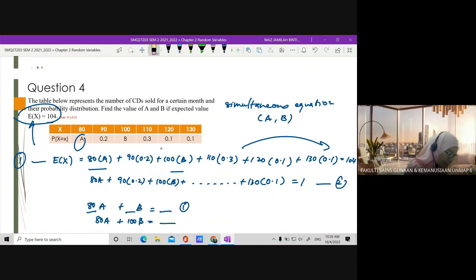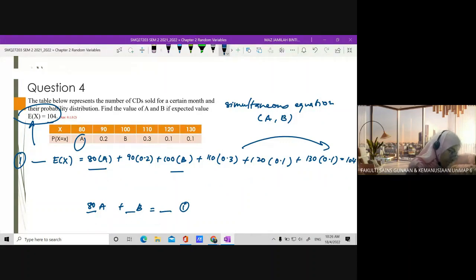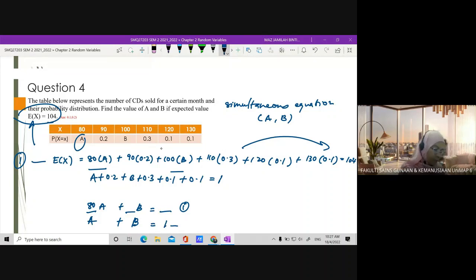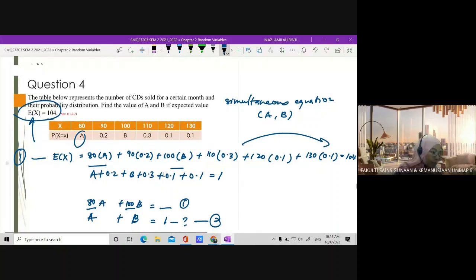So this one, nobody correct me. Do you understand or not what I'm talking? Your friend said just now, the addition of the probability. So it will be A plus 0.2 plus B plus 0.3 plus 0.1 plus 0.1 is equal to 1. So you get A plus B over here equal to 1 minus the rest of the values. Okay, so you get second equation. So you can solve this equation. So this one is 100B equal to something. So solve this equation and you can find A and B.